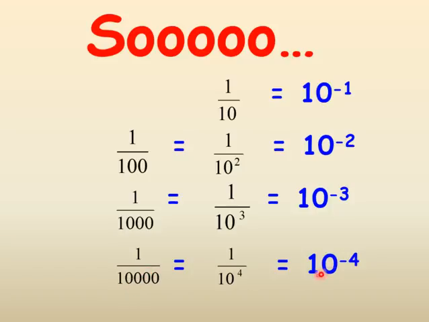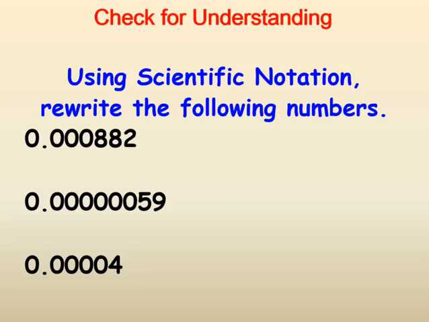Notice we still have this exponent representing how many zeros or how many times the decimal has moved. This negative sign is indicating that this will now be an inverse. We'll now have 1 over that term. So using this idea, I want you to pause the video and attempt to use scientific notation to rewrite these 3 terms. Please pause the video and do that now.